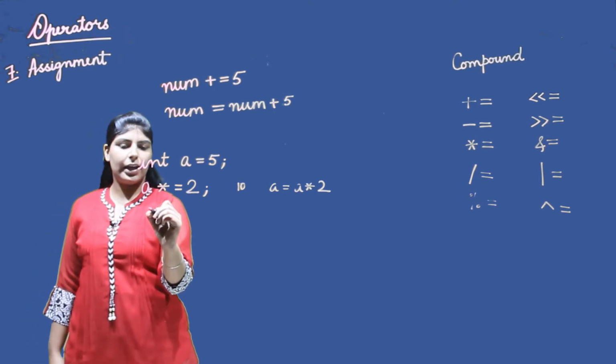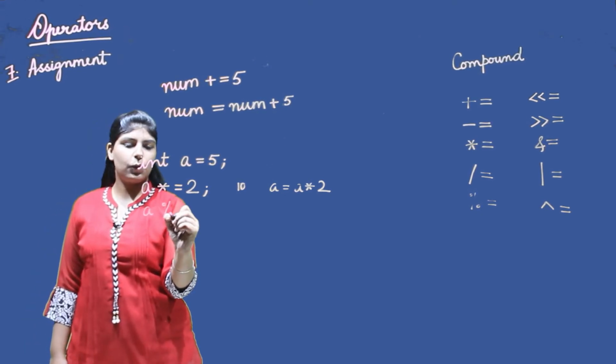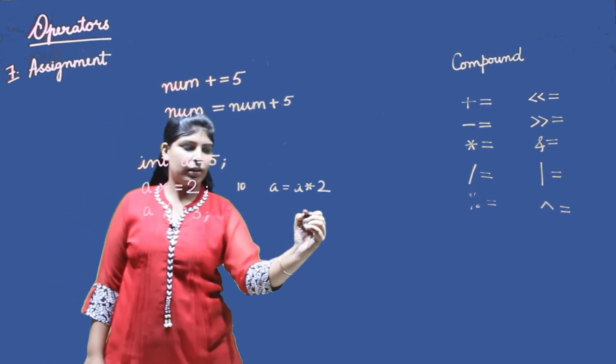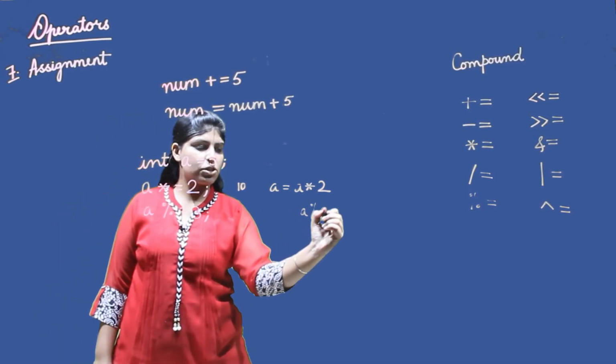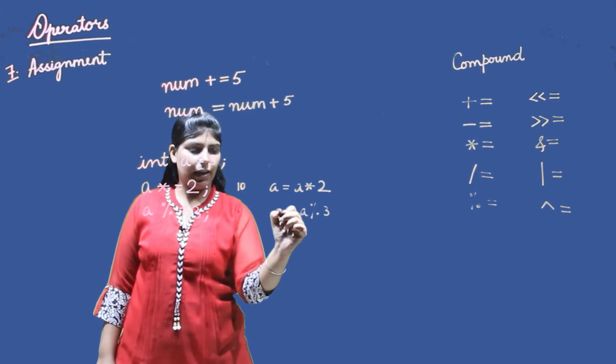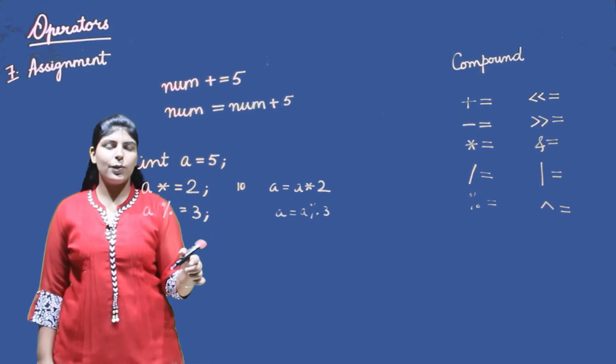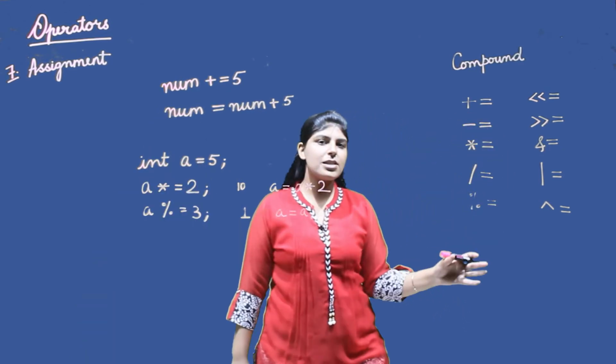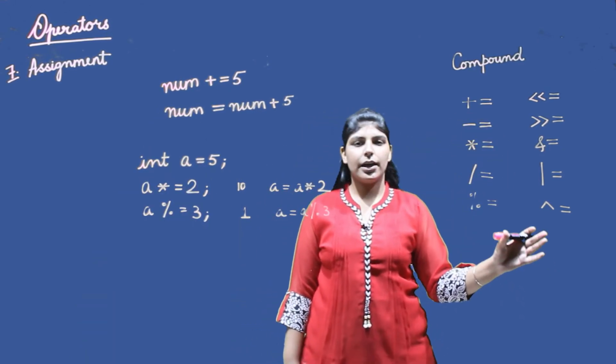Next, if I write a modulo equal to 3, what does this mean? I will do a mod 3 and then I will store the result back in a. So 10 mod 3 will give 1. So a becomes 1 now. We can use all these operators with the equal to sign in a similar fashion.